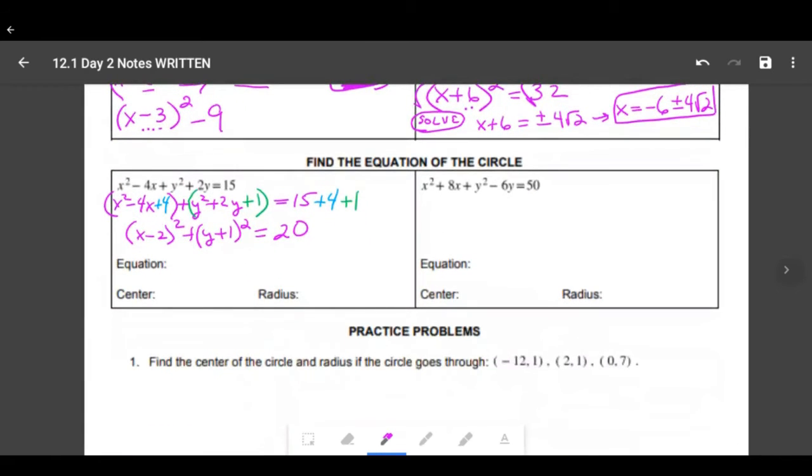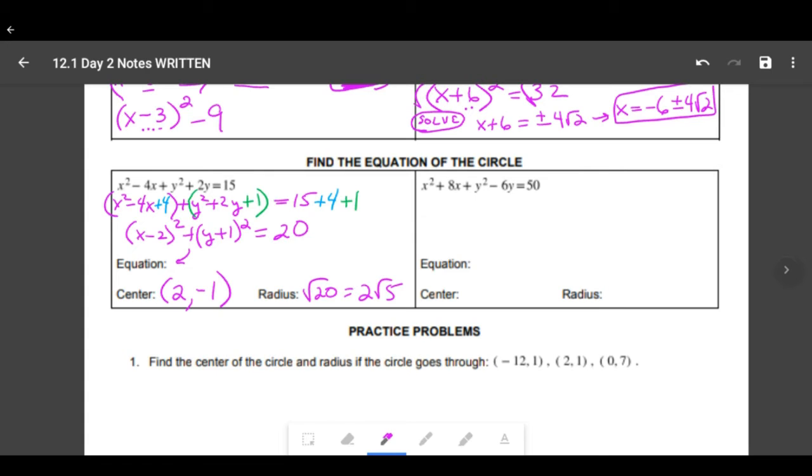So we found the equation, right? I guess I can put an arrow right there because we filled in right there. The center, good practice from yesterday: take the opposite of the first group, take the opposite of the second group, and the radius would just be the square root of 20, or if you simplify that, 2 square root of 5. Okay, so that's all we're doing.